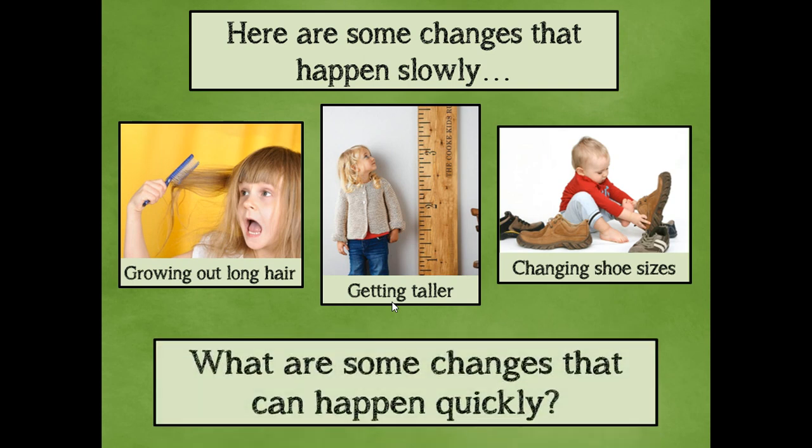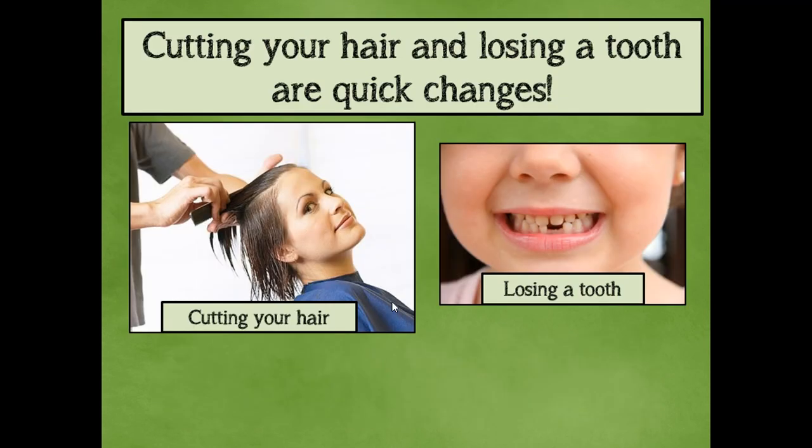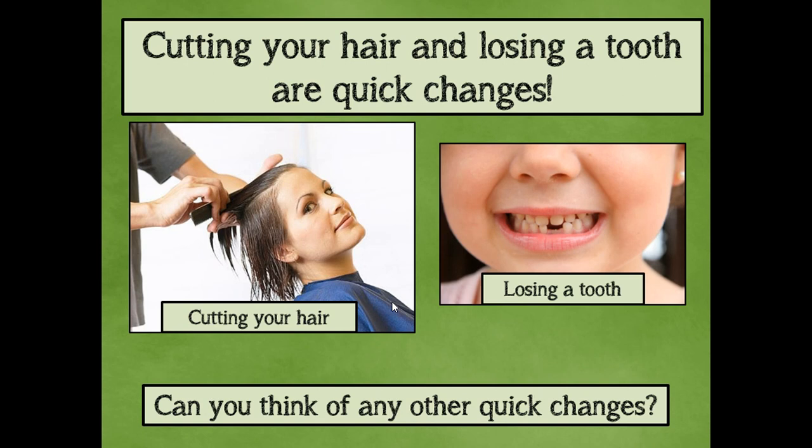What are some changes that can happen quickly? Well, if you want your hair to stay short, you might have to cut it often. And so that's a quick change. Just cutting your hair right off, bam, you have new hair, and that happens really fast. Losing a tooth happens really quick. You had a tooth, and then one day it fell out. So that's a quick change. Now you have less teeth. Can you think of any other quick changes?